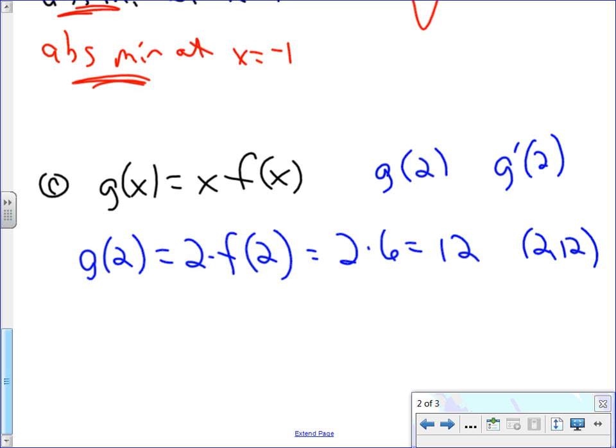There's my point. Okay. Other times you might have to find f of 2 from a table of values or by looking at a graph or by plugging into something. This time they gave it to you. All right? We have to find g prime of 2. This is reaching way back to the fundamental definition of product rule. Say product rule in your head.